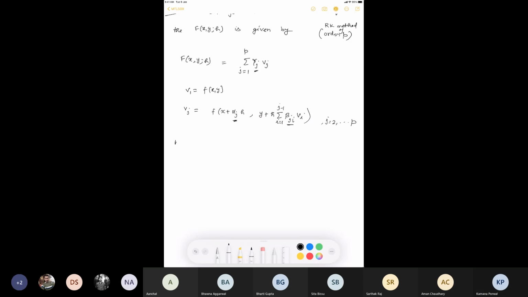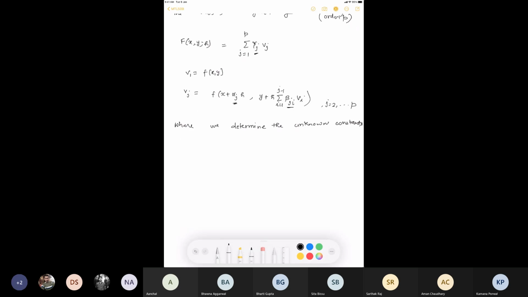So we determine the unknown constants so that the truncation error is of order h raised to p plus 1 in this case, right?